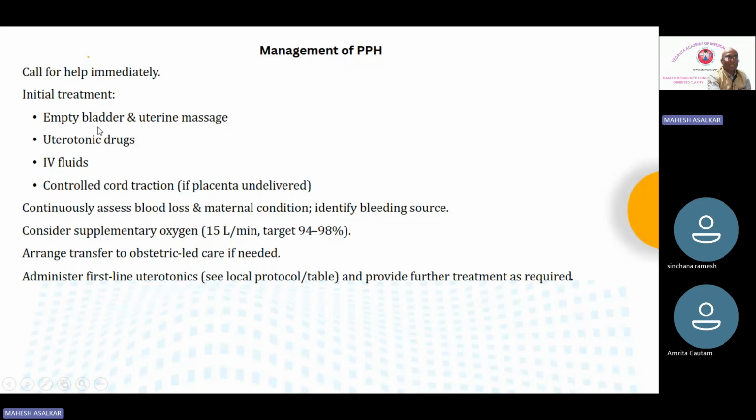So always initial management will be empty bladder and uterine massage, uterotonic drugs, IV fluids, control contraction, continuously assess blood loss and maternal condition, identify bleeding source, consider supplementary oxygen such as 15 liters per minute and target 94 to 98% saturation, arrange transfer to the obstetric-led care if required, and administer first line uterotonics. Okay, and provide further treatment as required.